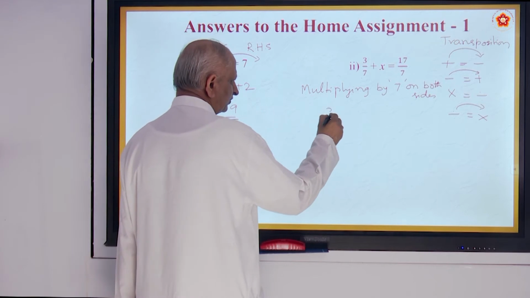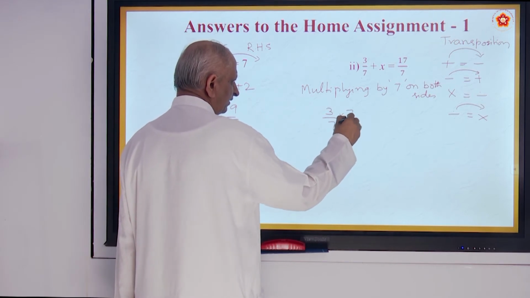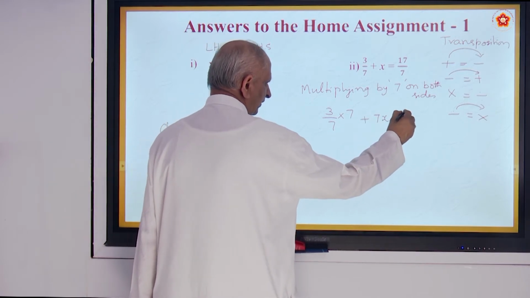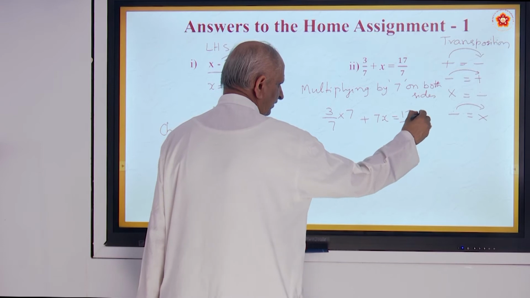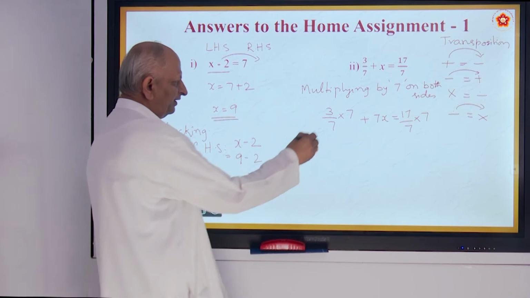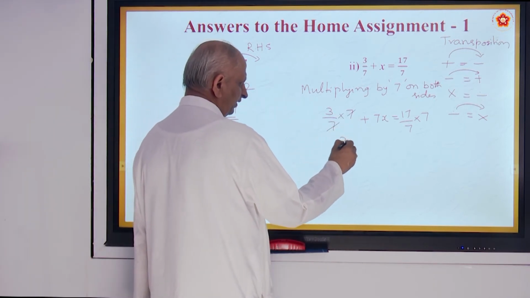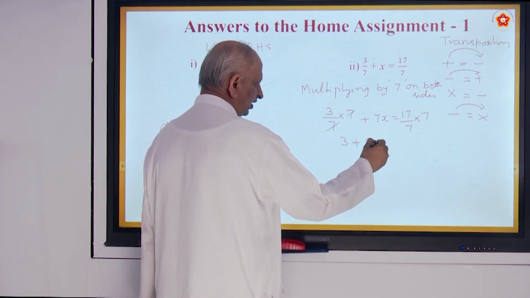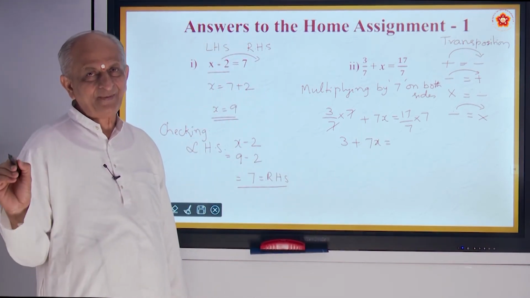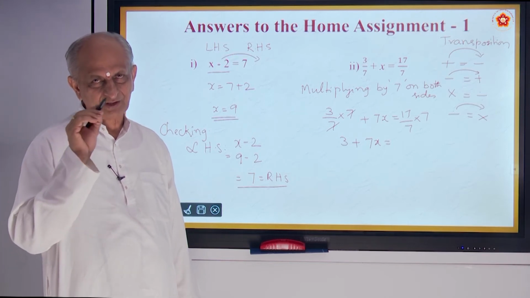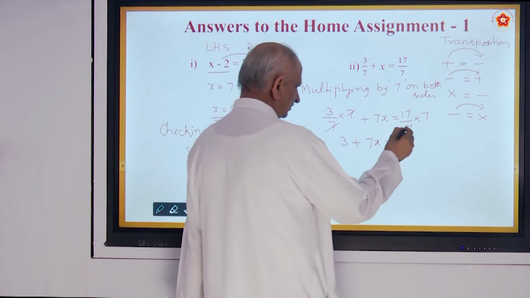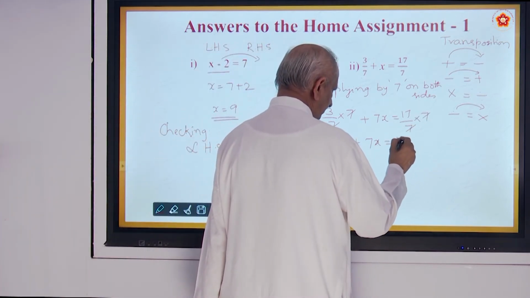So, what do you get? 3 by 7 into 7. For every term you multiply by 7. 7 into x, 17 by 7 into 7. Okay. So, 7 cancels, you get 3 plus 7x. So, you can't add it. Why you can't add it? They are unlike terms. There are two types of terms. One are called like terms, there is unlike terms. Here you cannot add it. Okay. So, the 7 cancels, you have 17.